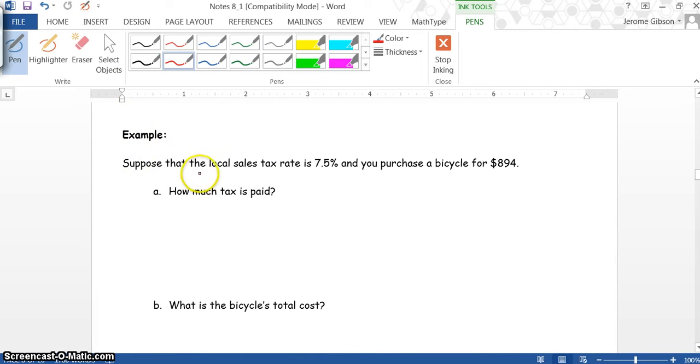It says example. Suppose that the local sales tax rate is 7.5% and you purchase a bicycle for $894. How much tax is paid? So we will have x, because we don't know how much tax is paid, is equal to the tax rate, which is 0.075, which is 7.5%, times the cost of the item, which is $894. So we have the sales tax is equal to the percentage rate times the amount of the item.